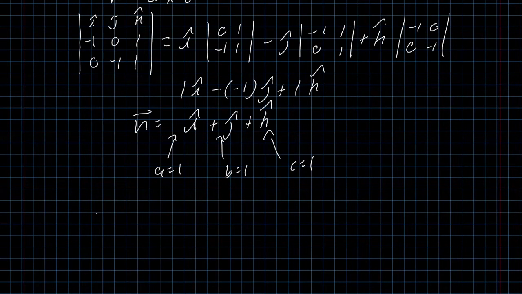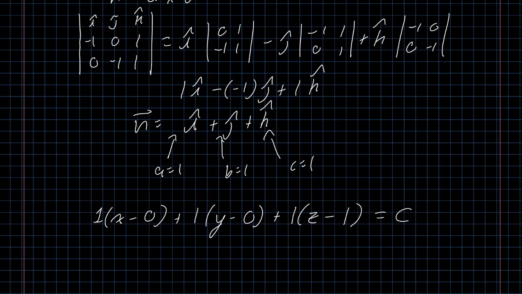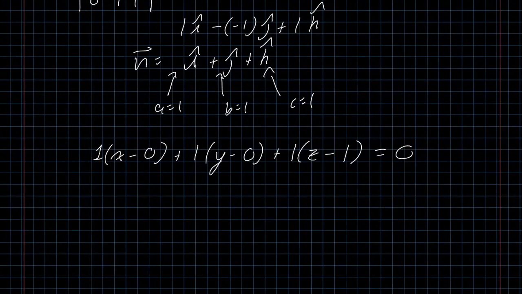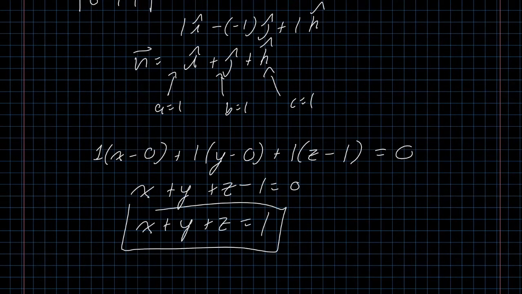So I have a, which is 1, times x minus x naught, which is 0. I have b, which is 1, times y minus y naught, which is 0. I have c, which is 1, times z minus z naught, which is 1. And that should be equal to 0. Cleaning up here, I get x plus y plus z minus 1 is equal to 0, or more simply, x plus y plus z equals 1. All right, there's our equation of this plane.